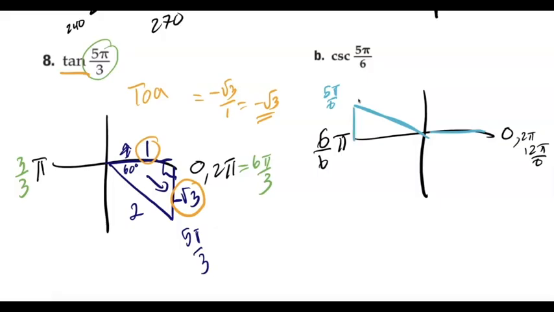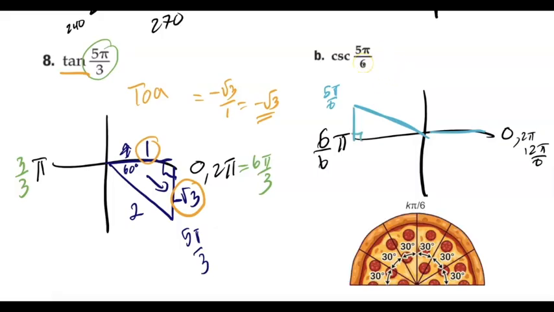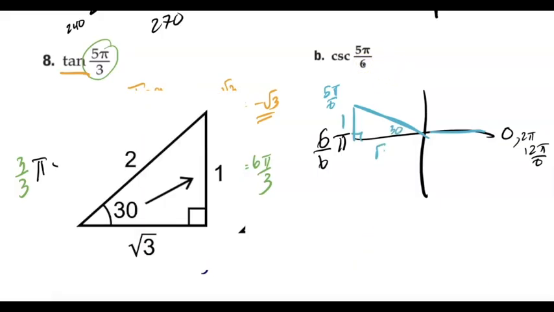We always go down to the x-axis. Over 6 is automatically 30. So I should know my sides. This is 1, radical 3, and 2. And again, we went to the left. This should be negative. Now, the one thing here, we're doing cosecant.